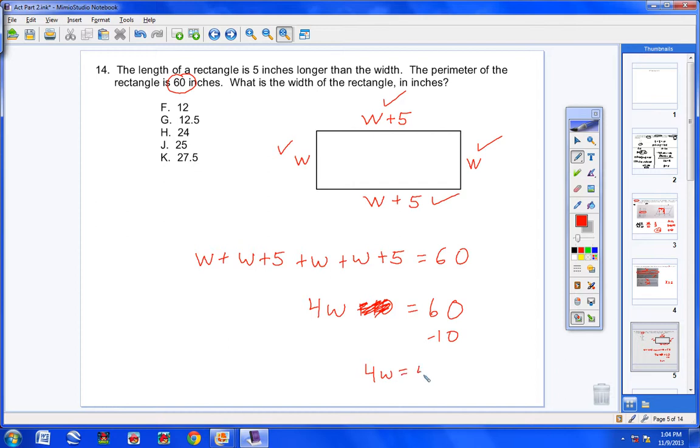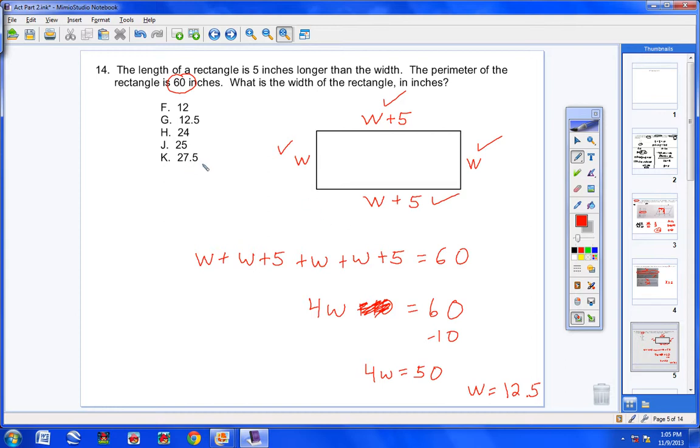4W equals 50. Now with a calculator, divide both sides by 4, and you should get, let's see, I think 12.5 is correct. 12.5. Is that right? I believe that's right. Yep, 12.5. So there we go. W is 12.5.